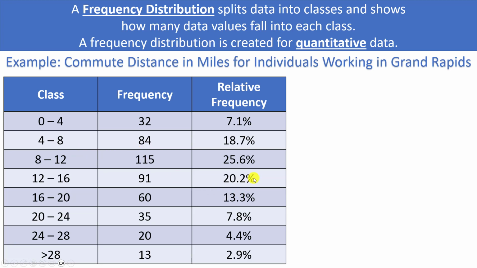And then we've also calculated what is called the relative frequency, which is just expressing that number as a percentage. Now, we can calculate those relative frequencies by simply taking each frequency and dividing by the total of all frequencies. So in this case, if you were to add up all these frequencies, you would get 450. And if you were to take each of these values and divide by 450, you would get each of these relative frequencies.